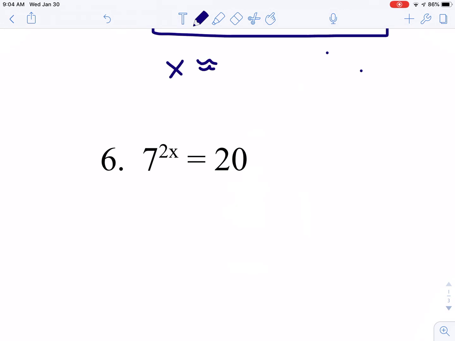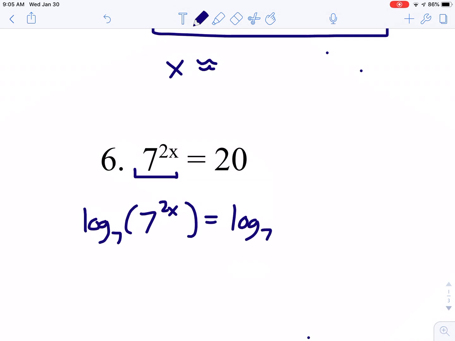This one actually might feel easier to us now. What you're seeing is the base is already isolated. There's nothing outside of the 7. There's not a plus or a multiplication outside there. It's just the 7 and its exponent. So we can go right to getting rid of it. So log base 7 of 7 to the 2x, and log base 7 of 20.